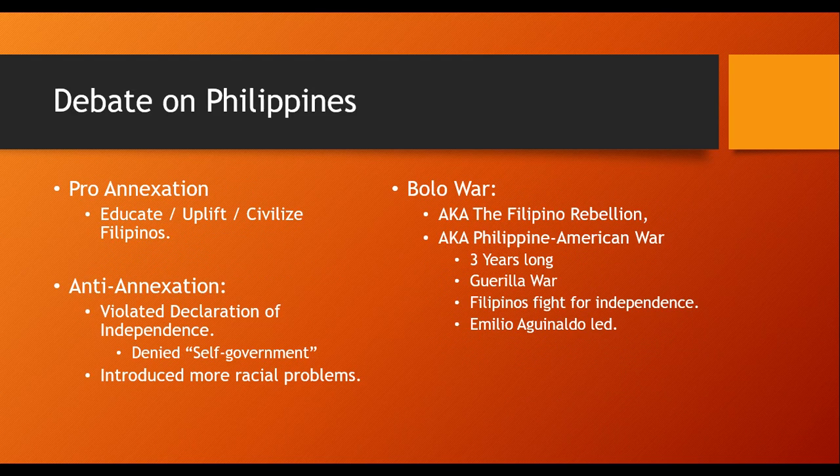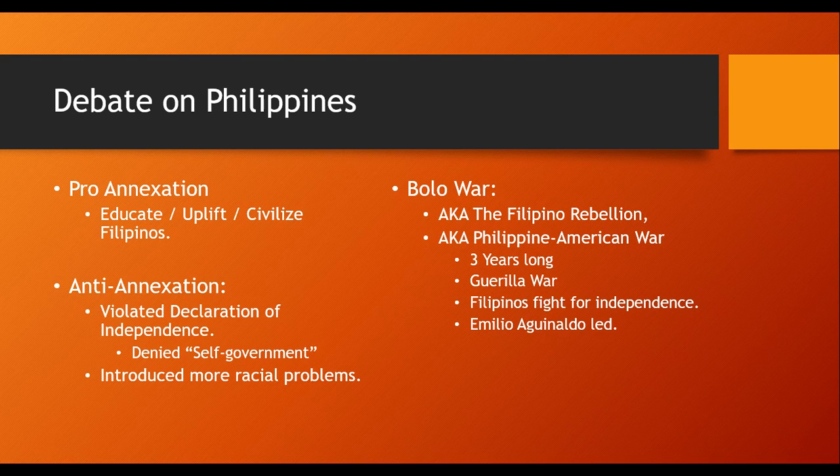The Philippines, as we buy them, that opens a whole Pandora's box of what should we do with them. There's the pro-annexation camp, a group of people in the U.S., and there's the anti-annexation camp. The pro-annexation camp says it's our duty, very, very imperialistic, that we're better than them, we're more evolved, we're a more advanced nation, so we need to educate them, we need to uplift them because they're poor, backwards. You can see how it's almost condemning of the Filipino people, that they're not up to our standard of living.